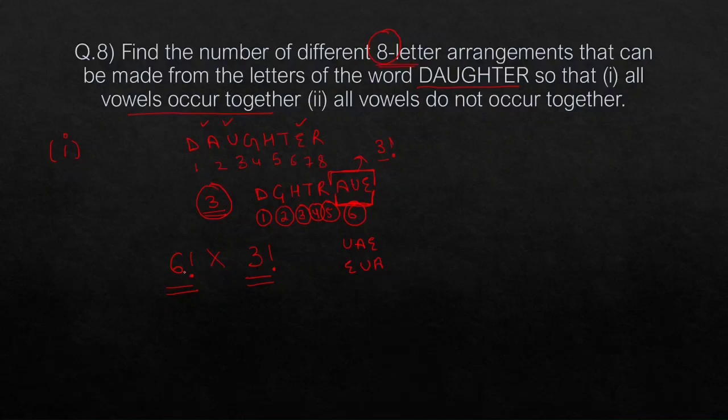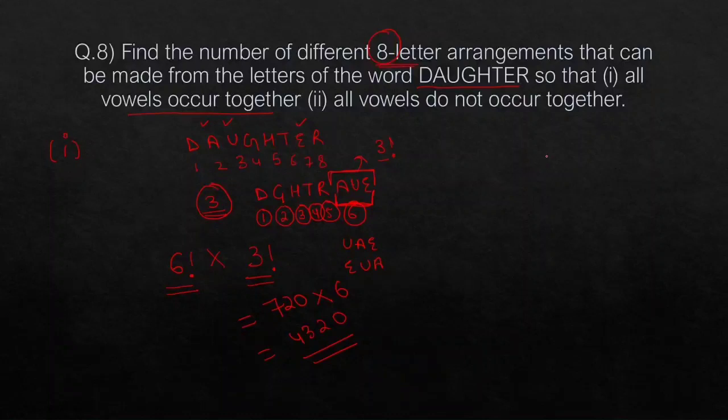This is the reason why we multiply 6 factorial with 3 factorial. 6 factorial is for these 6 elements, that is 1, 2, 3, 4, 5 and 6, because we are considering AUE as one whole element. And 3 factorial will be the arrangements within this sixth element, that is AUE, EAU, because we do not know the way they will occur. Hence we'll arrive at our answer. 6 factorial is 720, into 6, which is 3 factorial. When we multiply, we get 4320, which is the answer.